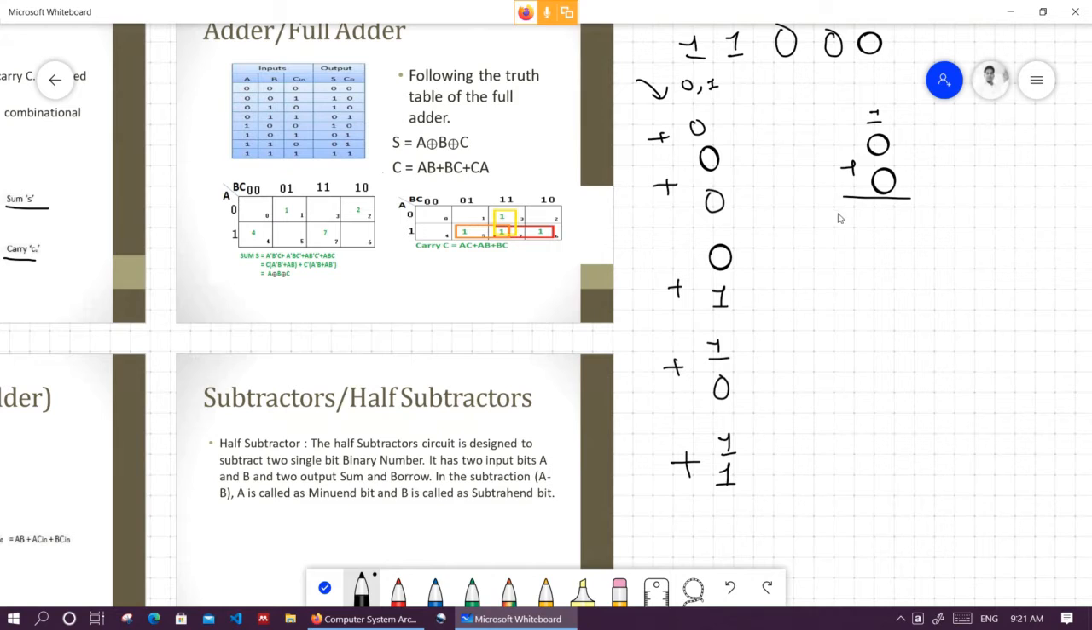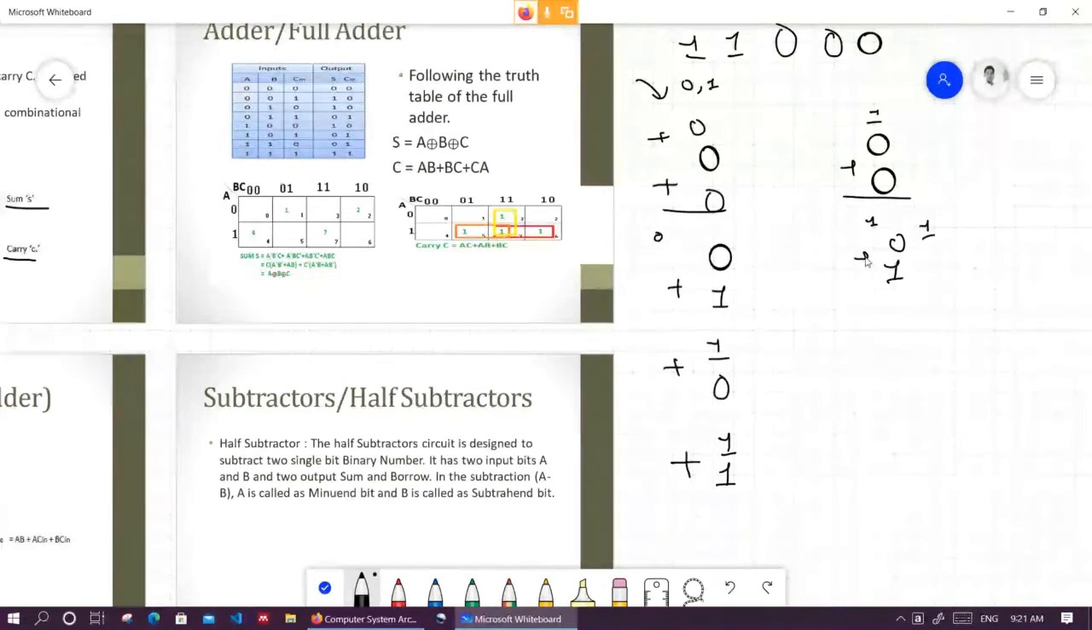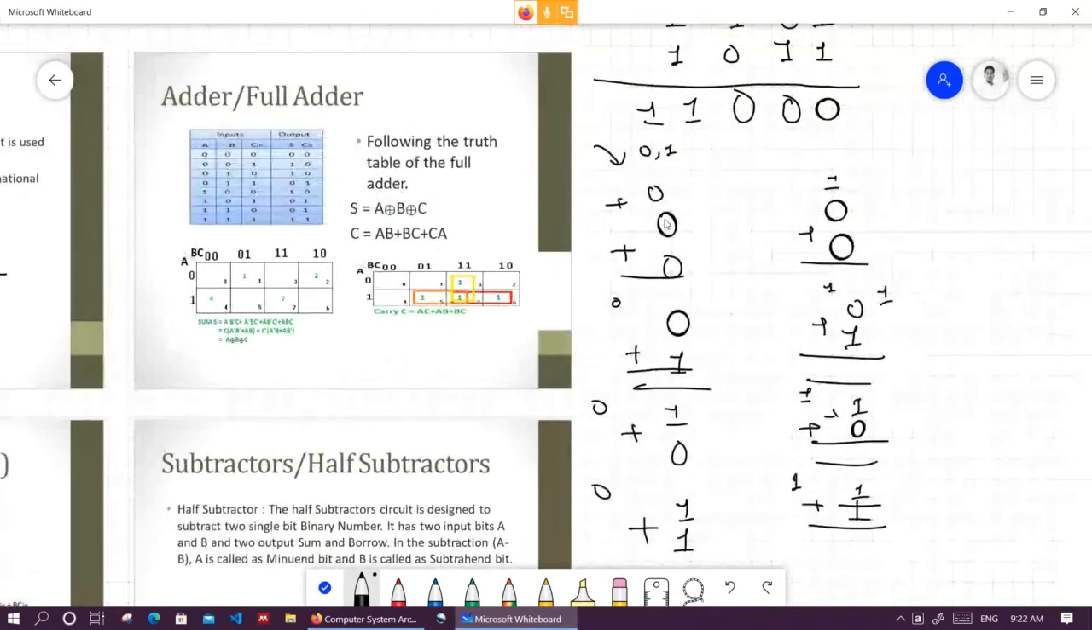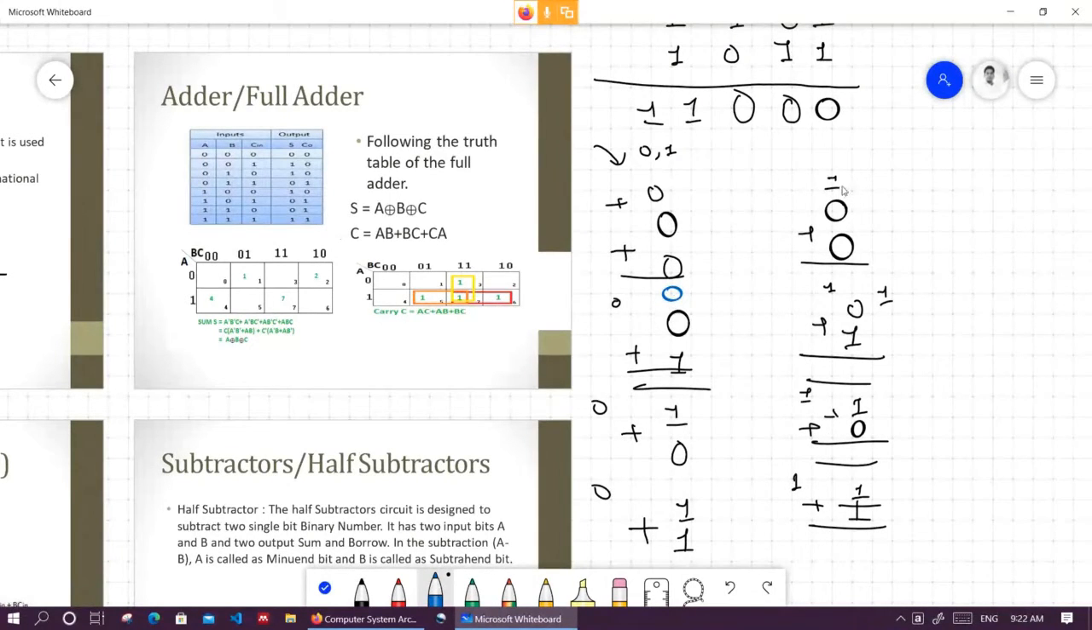So 0 plus 0. Fine. Similarly, carry value is 0 and carry value is 1. So 0 1 1 plus, 0 1 1 0 plus, 0 1 1 1 plus. Now we will find out the values. So 0 plus 0 plus 0 will be 0 only, and 0 plus 1 will be 1 only. Fine.